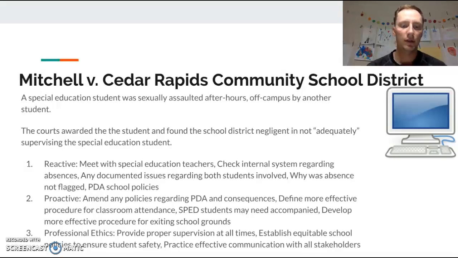Next, for professional ethics, I would provide proper supervision at all times, establish equitable school policies to ensure student safety, and practice effective communication with all stakeholders. So if we know students are moving from class to class or things like that, and maybe the student needs a little supervision, we need to be able to communicate that with everyone and stay on track with parents as well.